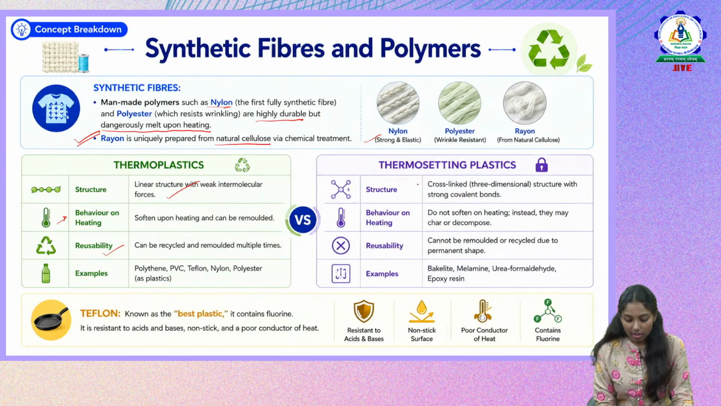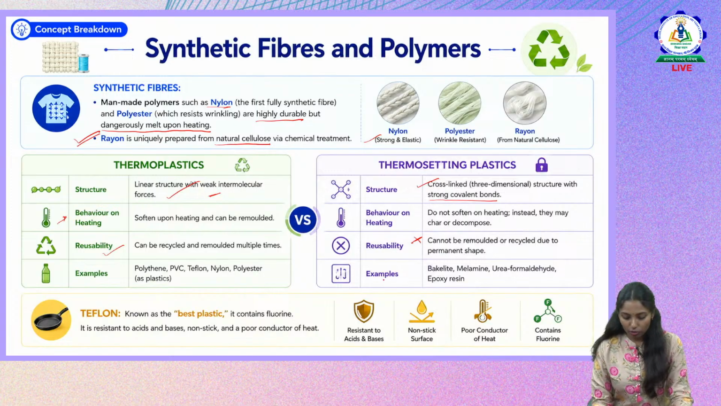Here the structure is cross-linked. It's also called a cross-linked polymer, and it's a three-dimensional one, and they have strong covalent bonds. Now here you see there is a weak intermolecular structure, so it could be softened when heated. But in this case they have strong covalent bonds, so even upon heating they do not soften. They just turn into black char or some kind of material. They will not be able to remold. That is the reason we are not able to reuse it.